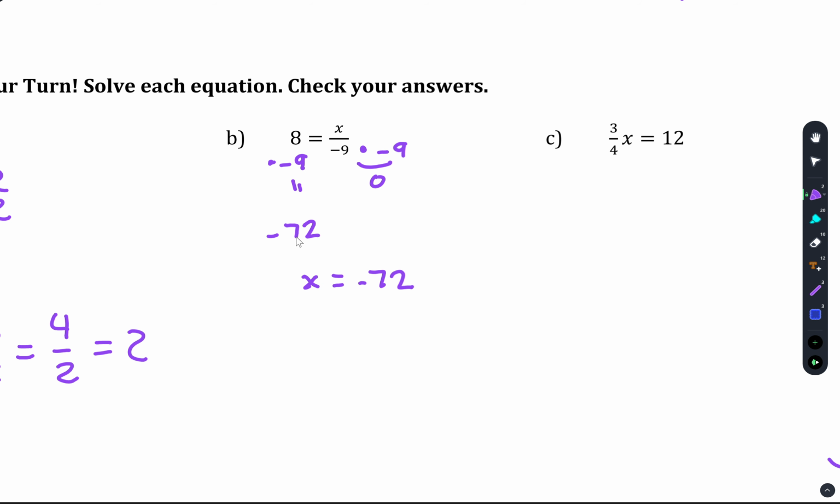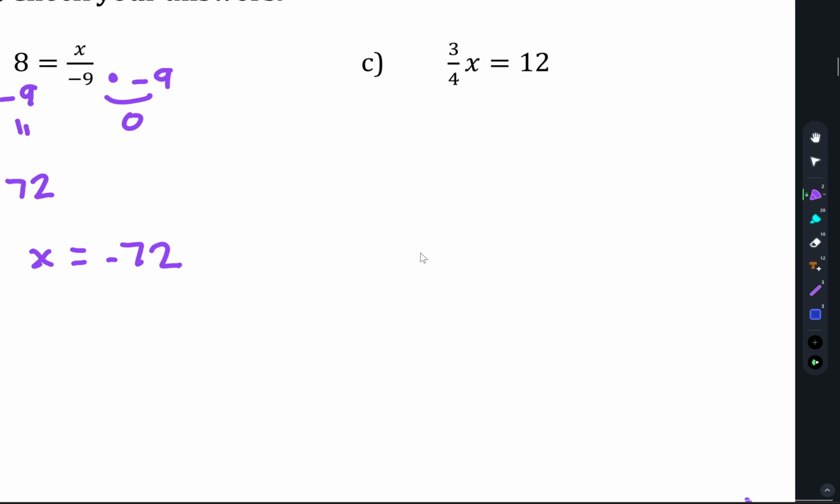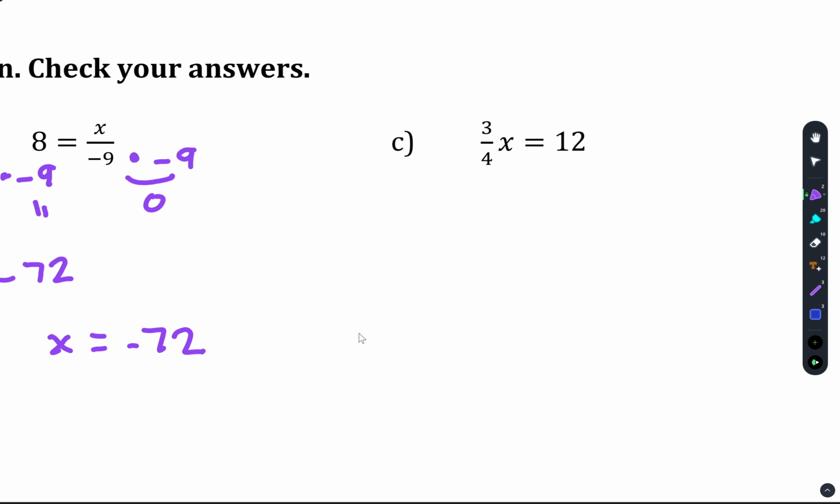All right, who's got letter C? Autumn was first, sorry. Perfect. Oh, love it.